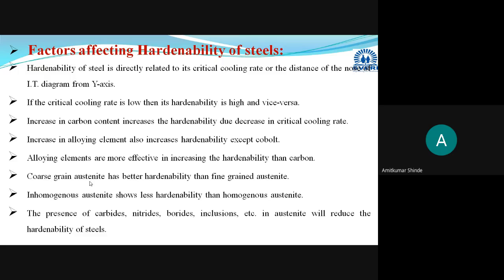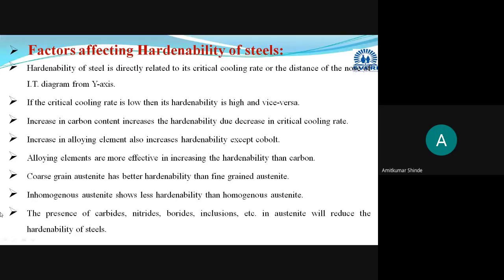As coarse-grained austenite is there, meaning larger-sized grains are there, it increases the grain boundary. Due to increasing the grain boundaries, the critical cooling rate will get reduced, and due to that it will provide better hardenability.